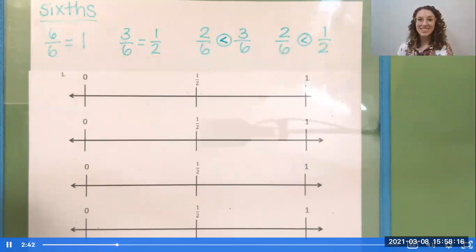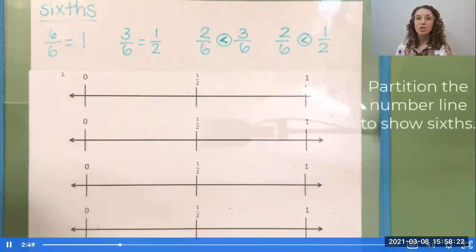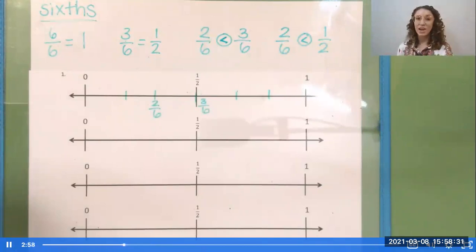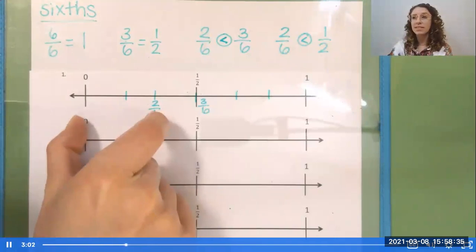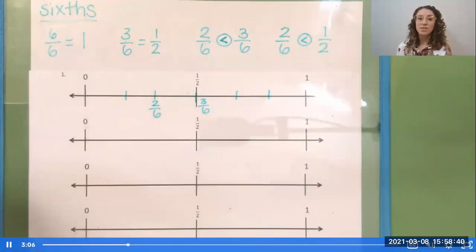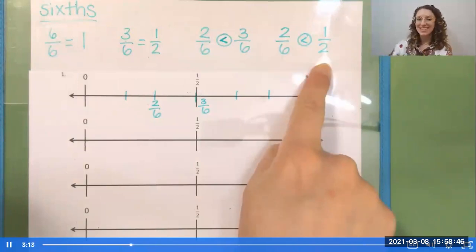It is less. Using the first number line next to 1 on your template, partition the number line to show sixths. Label only 1/2 and 2 sixths. We can see on the number line that 2 sixths takes up less space than 1/2, 3 sixths. And we wrote a number sentence comparing 2 sixths and 1/2. Take a moment to write this number sentence.